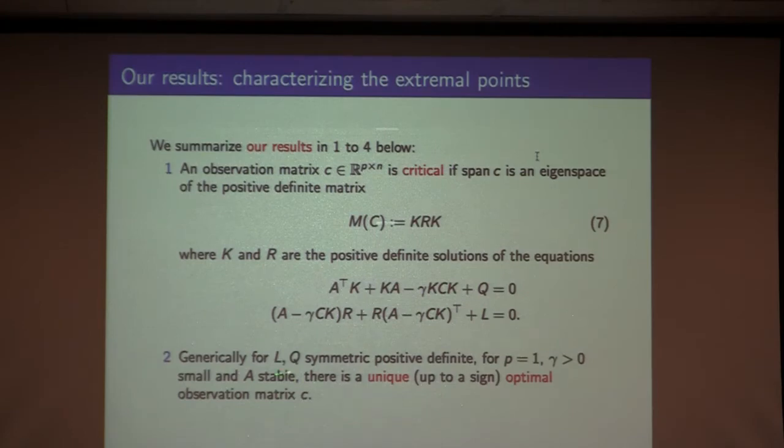So the next result will be that for L and, well, generically for L and Q, these were the parameters I had, symmetric positive definite, and for p equal to 1, we will have a unique optimum, actually. So there is a unique optimal observer. The problem is not convex, but we nevertheless have only one optimal observation matrix. Of course, up to a sign, because C enters as a product with C transpose, so the sign is irrelevant.